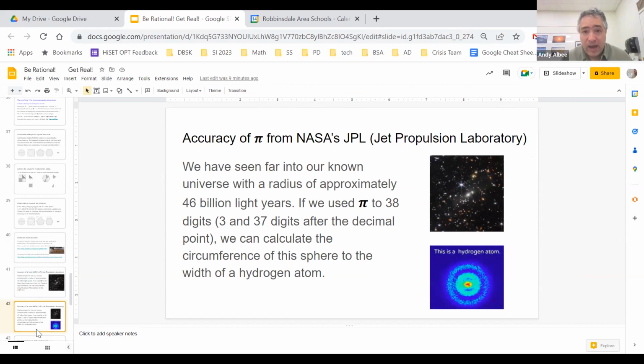We don't need pi to billions of places. We've done it. We put it in calculators and computers and calculated pi out to billions of places. There's even websites you can go to say, where's my phone number in pi, right? It'll tell you where it is. But the entire universe can be measured to the size of a hydrogen atom with just 38 digits. That's all.